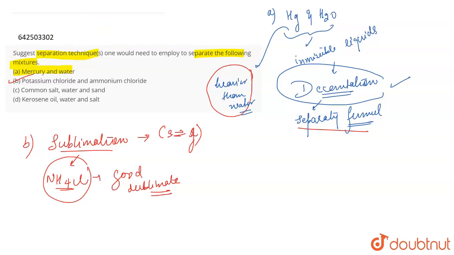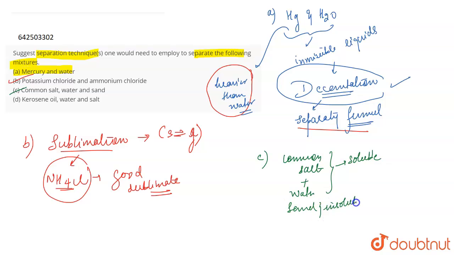Talking about the C part, it is to separate common salt, sand, and water. If we talk about a mixture of common salt, water, and sand, then common salt and water are soluble. It means that common salt is soluble in water, but sand is insoluble. So what will you do?